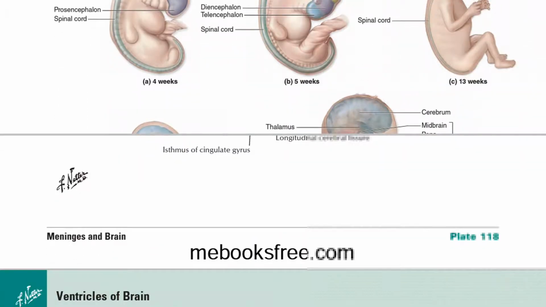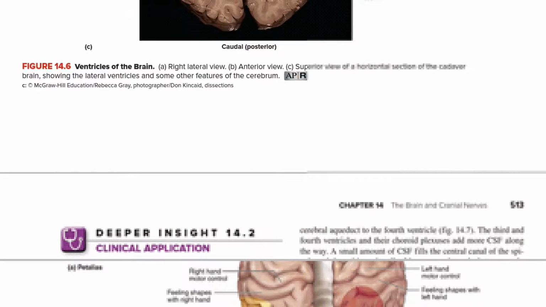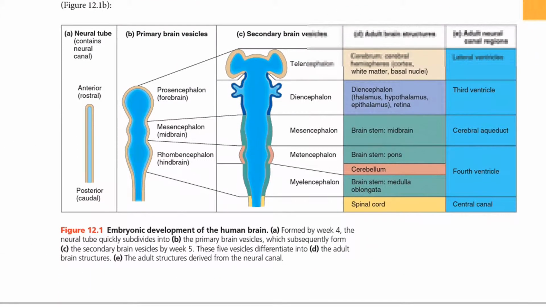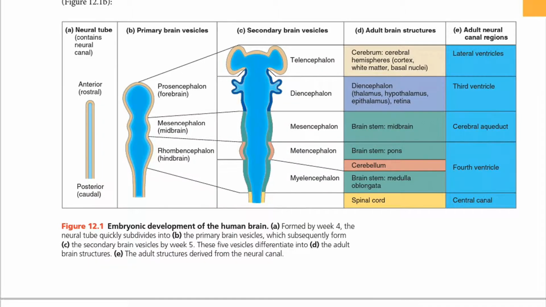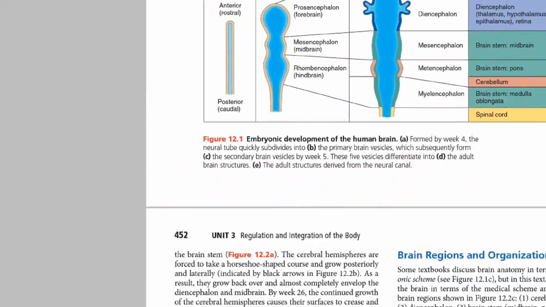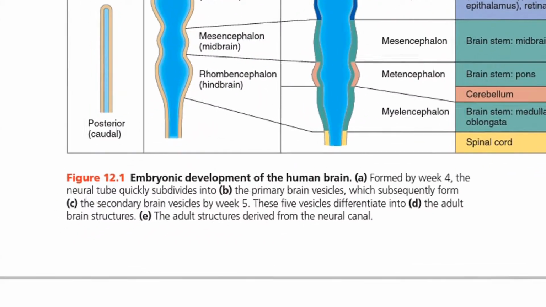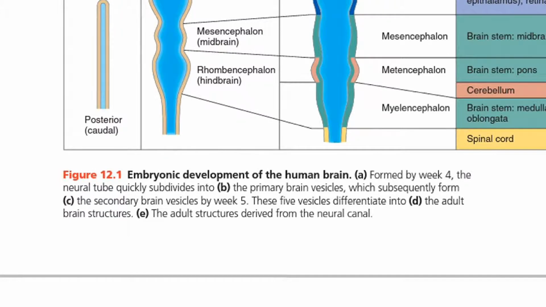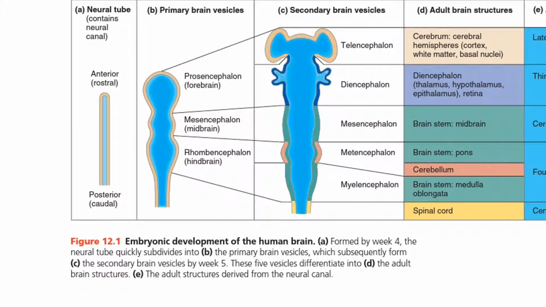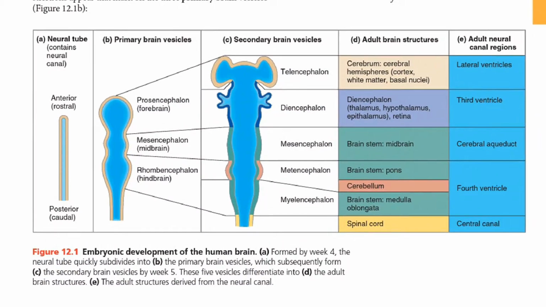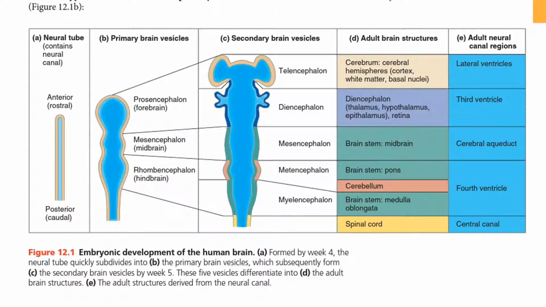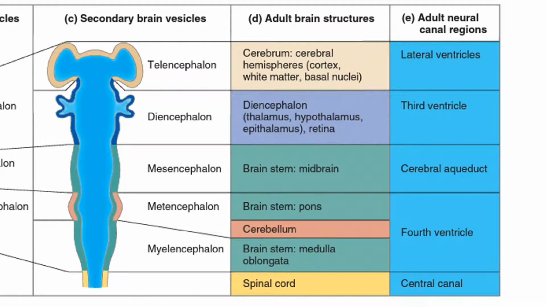One more table for human brain development I would like to show you. In the first column they show the neural tube, and the time period is also written. The neural tube is in the 4-week-old embryo, and then it subdivides into primary brain vesicles. From the primary brain vesicles, the secondary brain vesicles develop by the 5th week, and finally the adult brain structures develop. This way you can understand this table, and see where the ventricles are present.